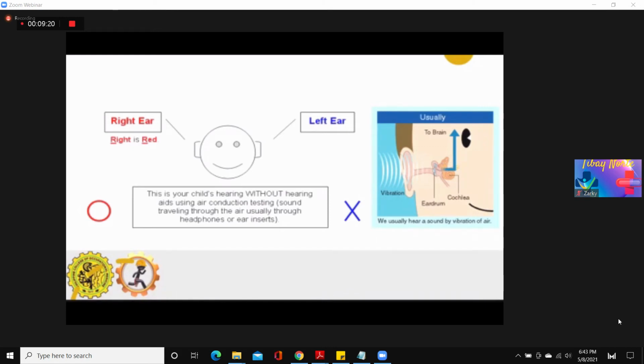If in case the printout given to you is in black and white, ONX are symbols used for air conduction testing, or that is, sound traveling through the air, usually with the use of headphones or ear inserts.